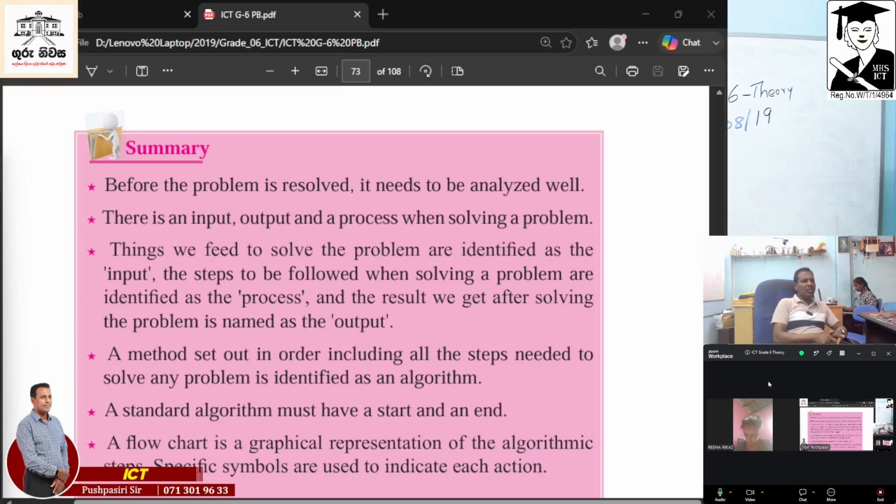A standard algorithm must have a start and end. Start and end. A standard algorithm must have the start and end.